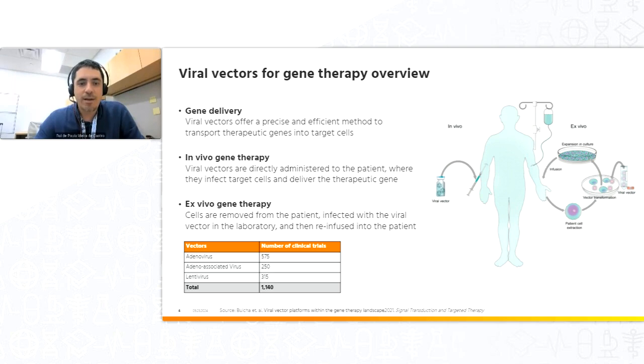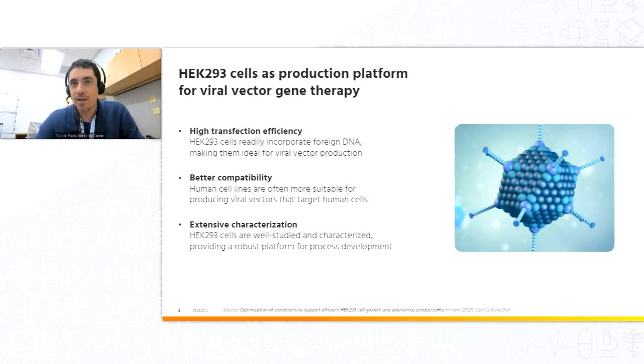In this table, we can check the number of clinical trials reported for each type of viral vector for gene therapy. And we can see that adenoviruses are the most relevant in this case, with 575 clinical trials happening back in 2021. That's the date for this reference.